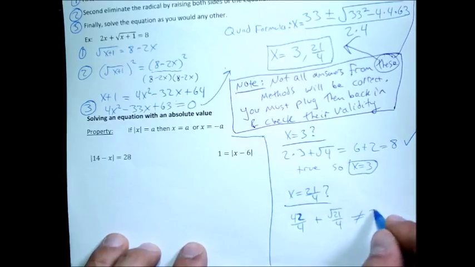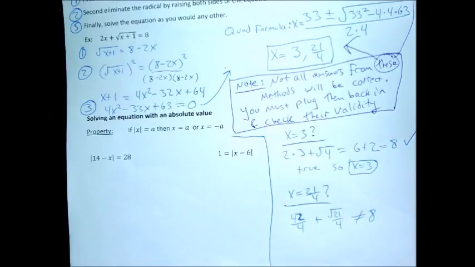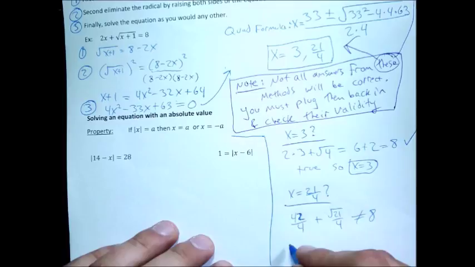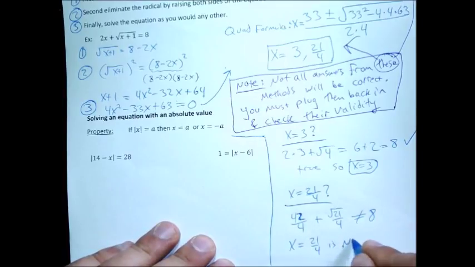That does not equal 8. You're welcome to try it yourself, but I'm telling you it's not going to equal 8. For one thing, the square root of 21 is not a whole number, and so this is already going to be a decimal. So we know it's going to be some decimal answer. It can't be 8. And so what we just found out is x equals 21 over 4 is not a solution.